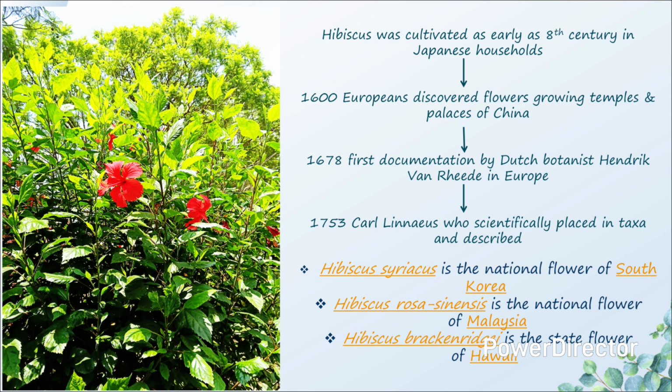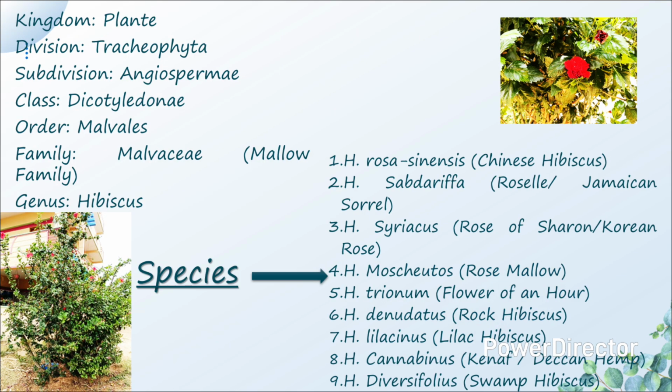Usually, the flowers are famous for being large and colorful, which grow everywhere, and many species are declared as a national flower of China and Malaysia. Example, Hibiscus syriacus is the national flower of South Korea, and Hibiscus rosa-sinensis is the national flower of Malaysia, whereas Hibiscus brackenridgei is the state flower of Hawaii, and the list goes on.